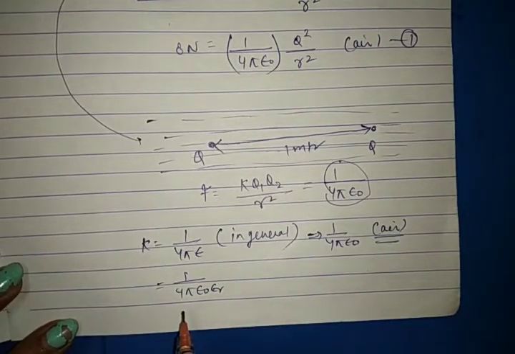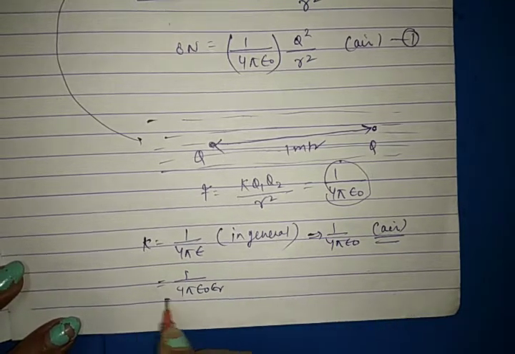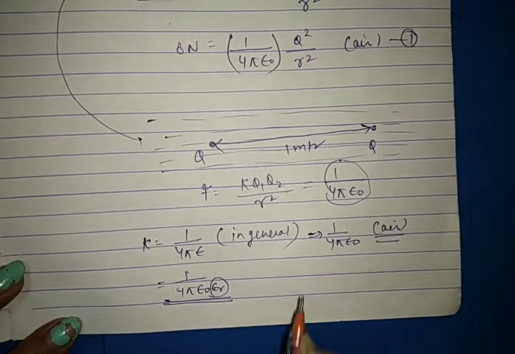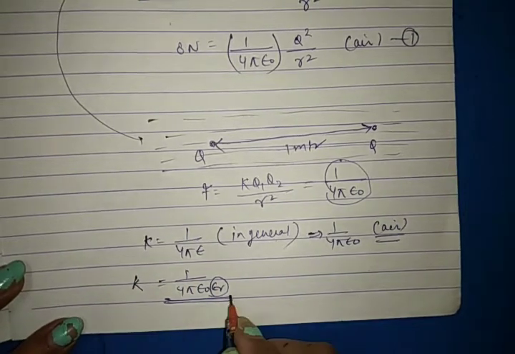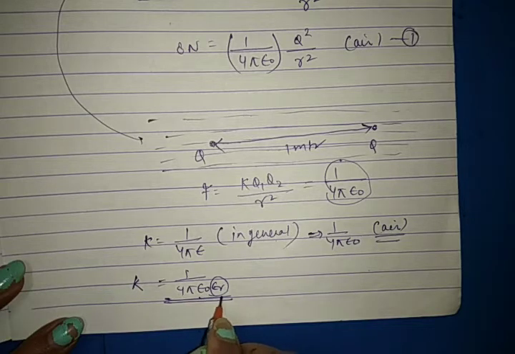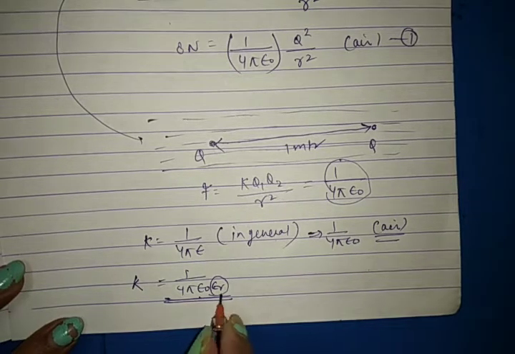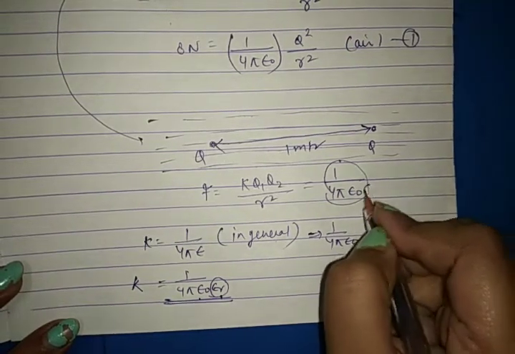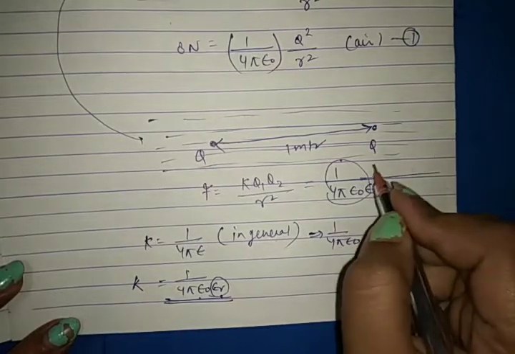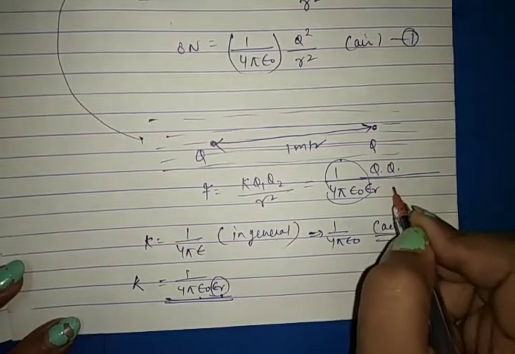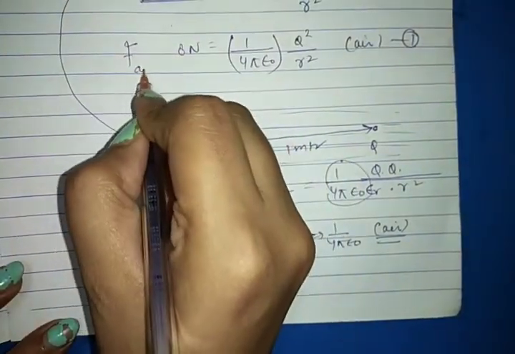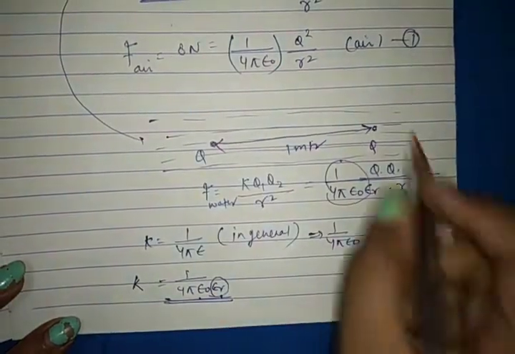Because as we studied the concept of relative permittivity, when the medium is something different from air, then we use the formula 1 upon 4 pi epsilon naught epsilon r, where epsilon r is the relative permittivity. So the formula we use for K here is 1 upon 4 pi epsilon naught epsilon r, because now the situation is not in air but in water, right? So here we put epsilon r. Same Q charge, Q into Q, Q square upon R square. This is in case of water and this is in case of air. So this is equation number 2 and this is equation number 1.